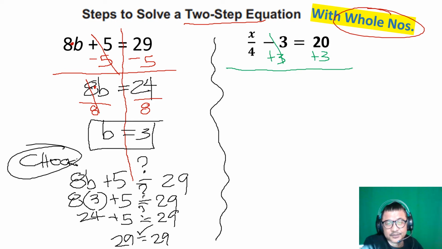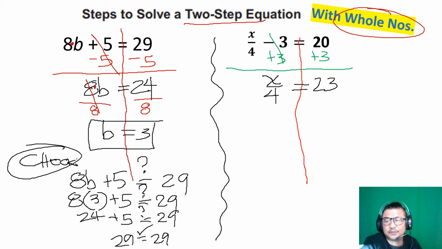Remember, x is a loner. X wants to be alone. Bring down the left side, x over 4. I put this equal sign line over there to distinguish the left and the right. 20 plus 3 is 23. Copy the equal sign.